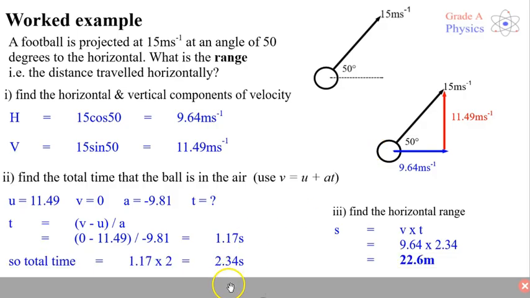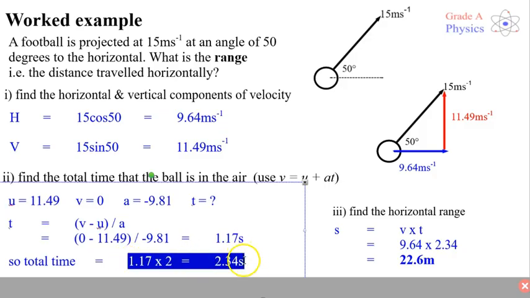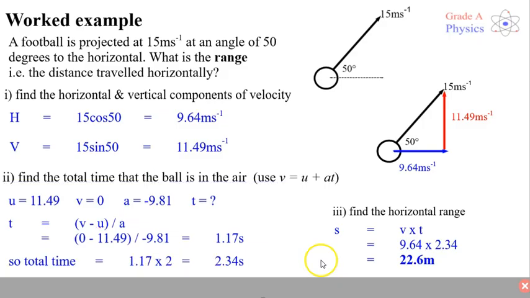But we talked about this symmetry earlier on. So the time from the bottom to the top is the same as the time from the top to the bottom. So the total time, nice and simple, we just multiply our previous value by 2. That gives us the total time.